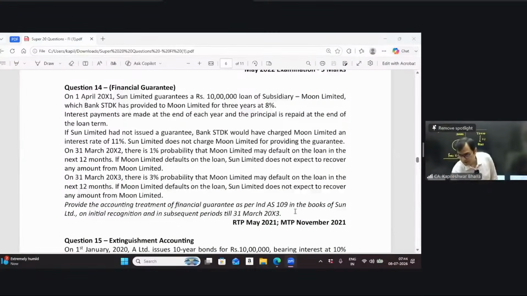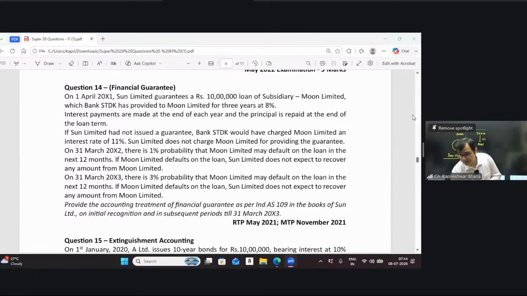So it says out here for March X2, it says on March X2, there is a 1% probability that Moon may default on the loan in the next 12 months. So you are given the POD, the probability of default is 1%, which is next 12 months. That means it is a 12 months ECL. The calculations on a 12 months ECL, the POD is at the rate of 1%. And you are not expected to recover any amount.